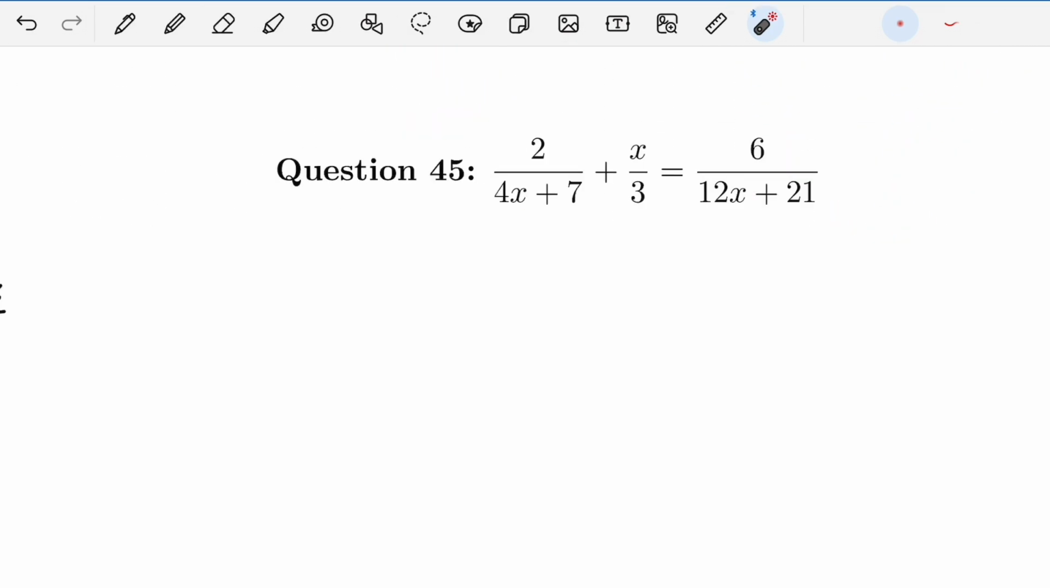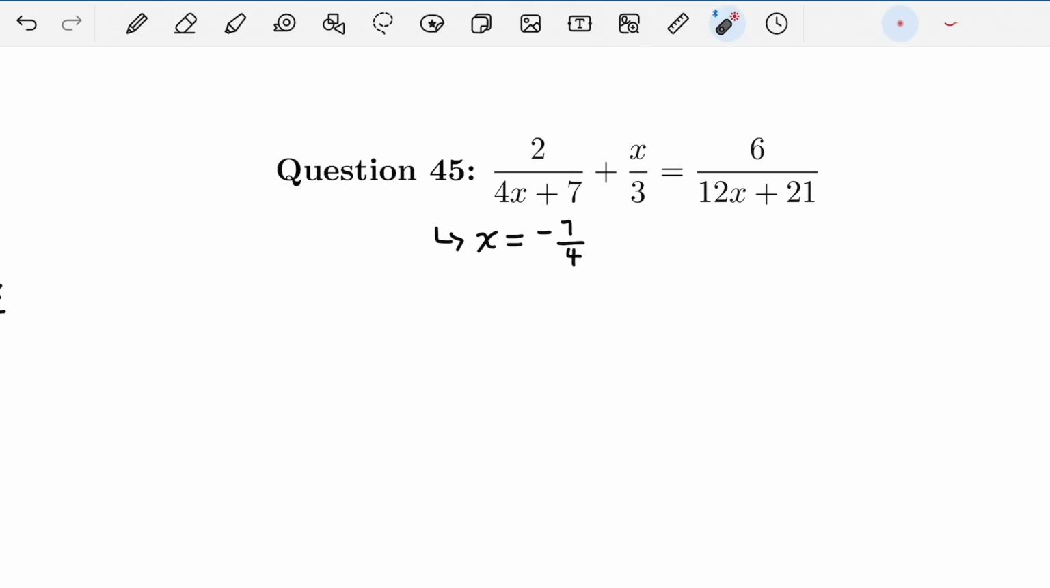Alright, so let's do the same thing for this question here. First, we want to figure out what the domain of this rational equation is. So notice in this denominator here, we have 4x plus 7. So if we were to set this equal to 0 and solve for x, we would get that this will be equal to 0 when x is equal to negative 7 over 4. Now for this next fraction here, our denominator will never be equal to 0, so we don't have to worry about this guy.